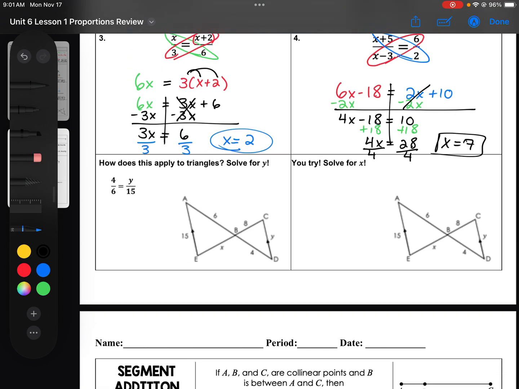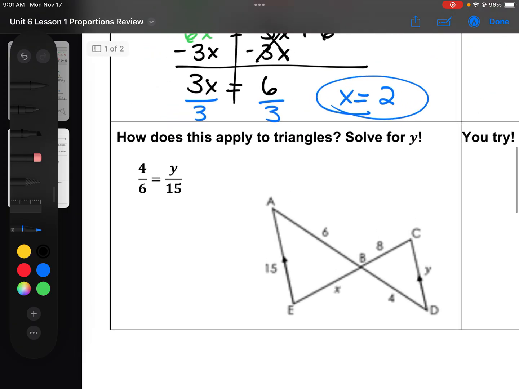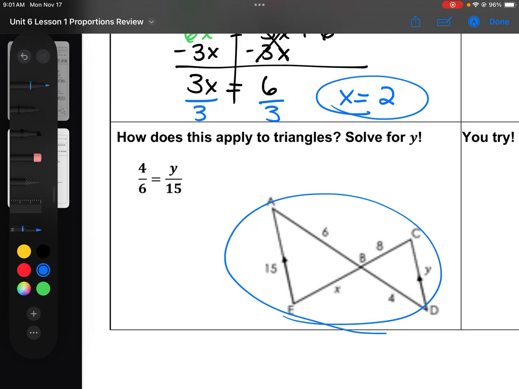So how does this relate to triangles? Because we wanted to practice this skill because soon we're going to have what's called similar triangles. We're going to learn what that means in our next lesson. But as for right now, I want you to look here. I have 4 over 6 equals y over 15. And this is from the diagram.